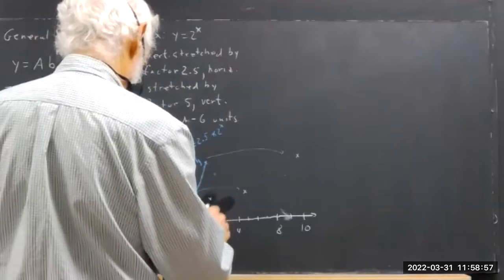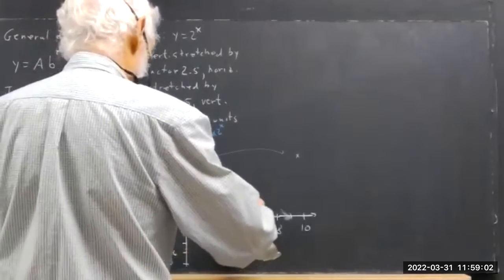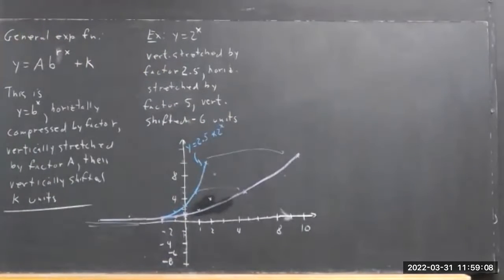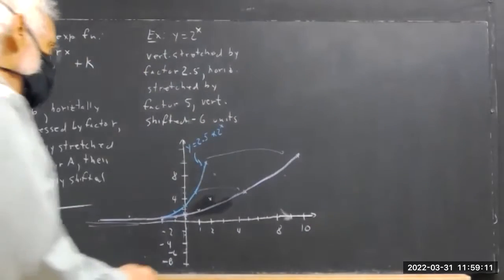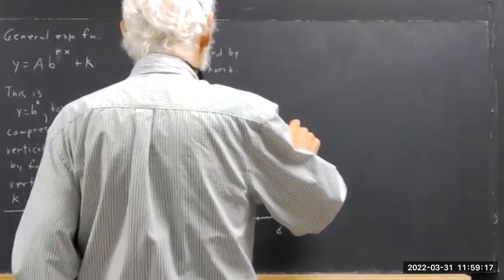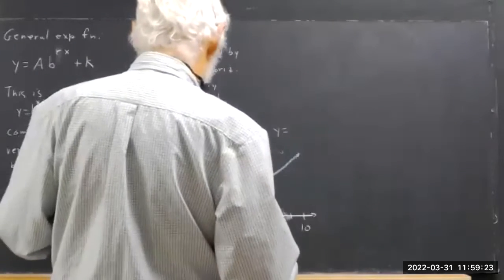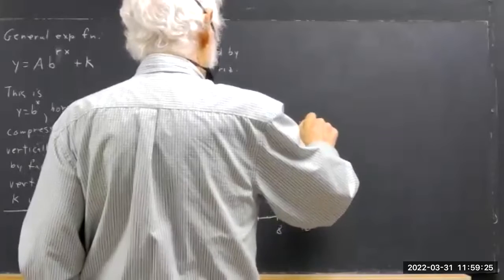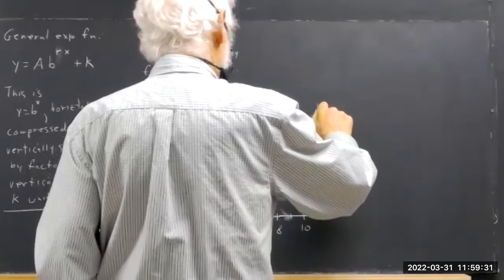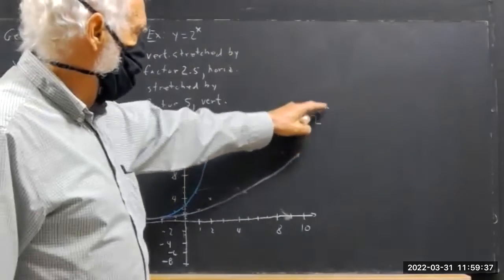And then for this point, it keeps curving up, but now we've extended it way out. And this will be y equals 2.5 times 2 to the 1/5 x.